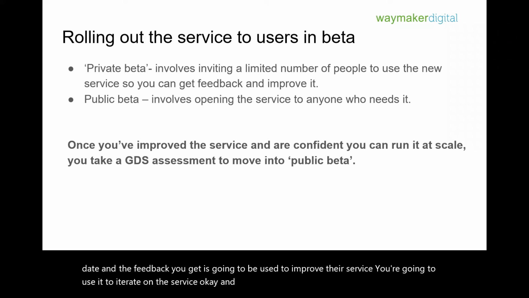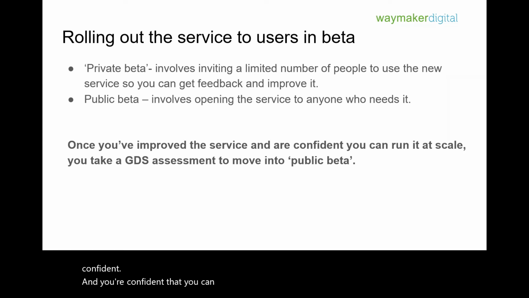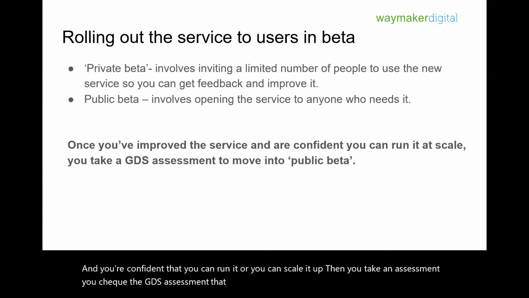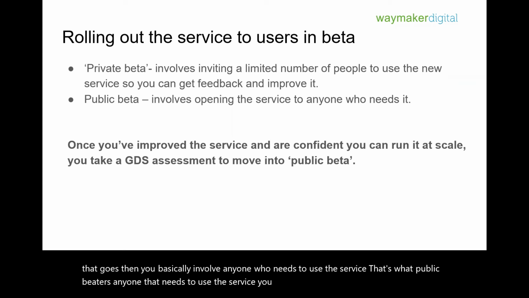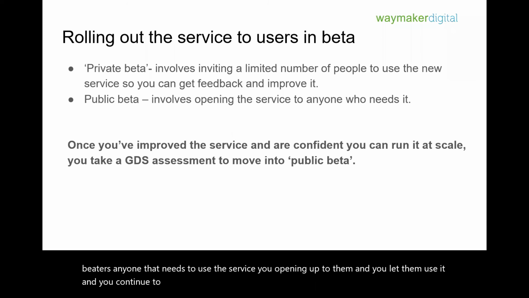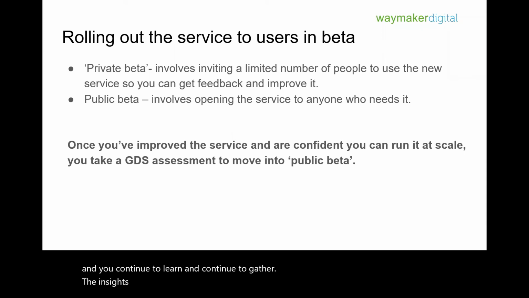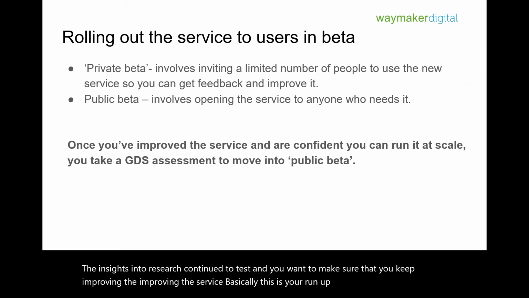And once you have improved the service and you're confident that you can scale it up, then you take a GDS assessment to move into public beta. If that goes well, then you involve anyone who needs to use the service. That's what public beta is. You open it up to them, and you continue to learn, gather insights, research and test, and you want to make sure that you keep improving the service. Basically, this is your run-up into the live phase.